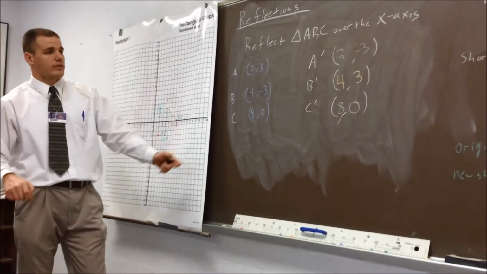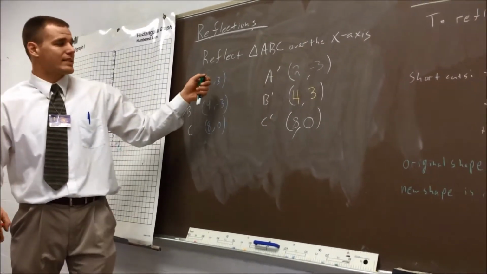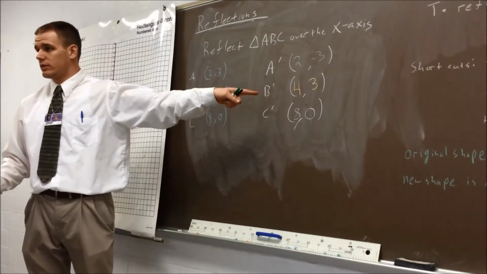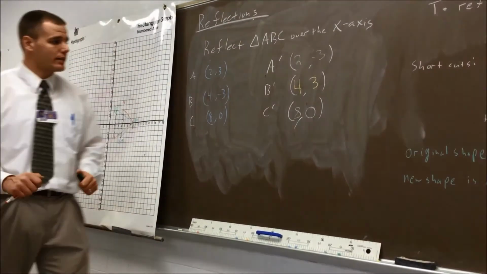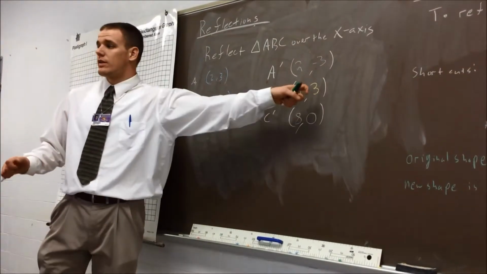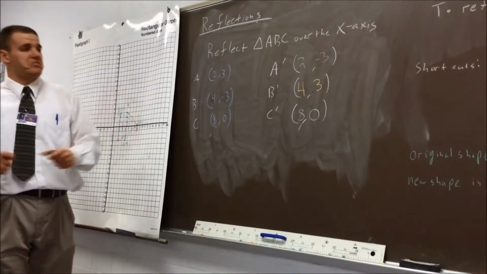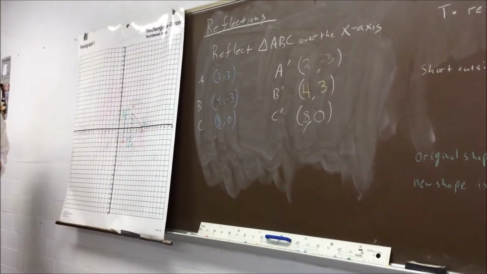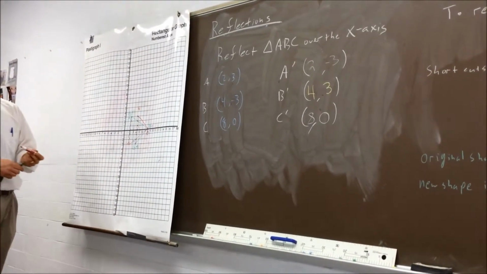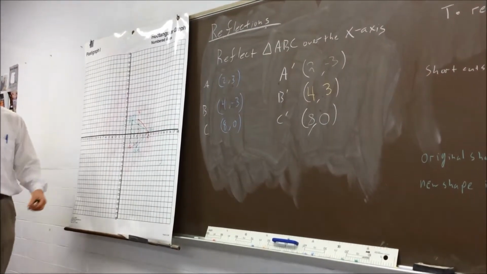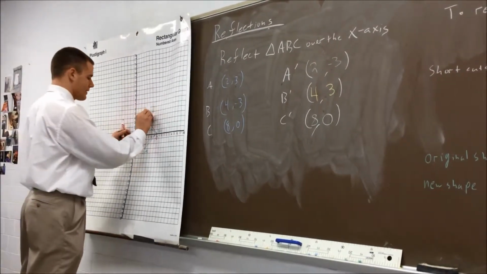Does the pattern hold? If I want to reflect over the x-axis, I just take the opposite of the y-coordinate. Does that pattern hold? Yeah. Indeed it does. -3 became 3. 0, well, the opposite of 0 is 0. Pretty simple. All right. Let's actually keep triangle ABC, except this time we're going to reflect it over the y-axis.